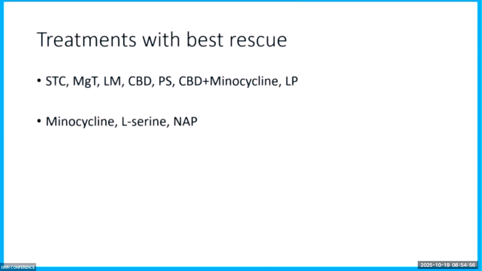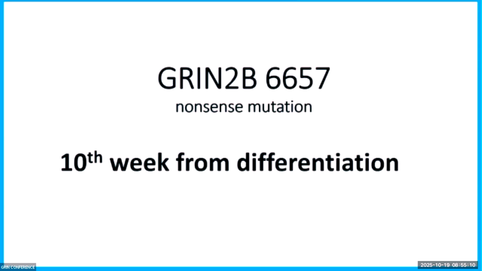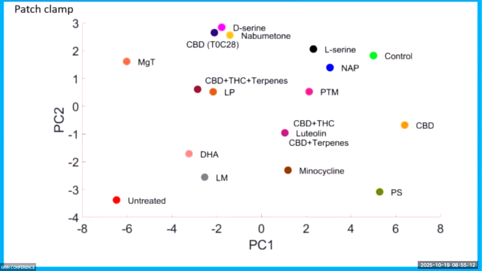So we can see the soticlestat, magnesium threonate. This is lion's mane, it's the mushroom. Losartan, potassium, CBD plus minocycline, and the second line is minocycline, L-serine, and NAP. And then just the summary of what we see with the others.